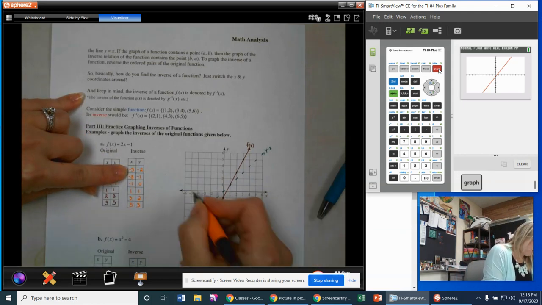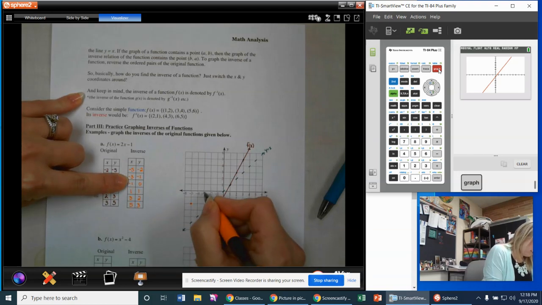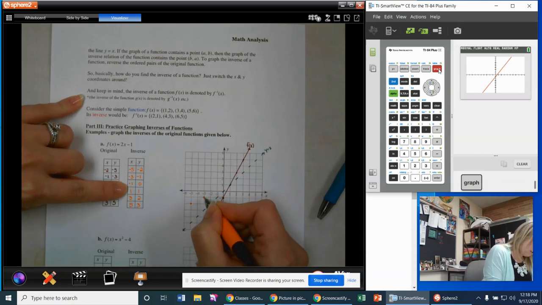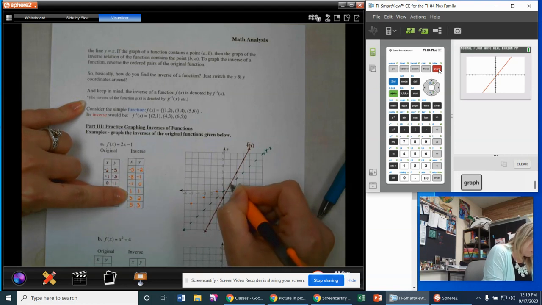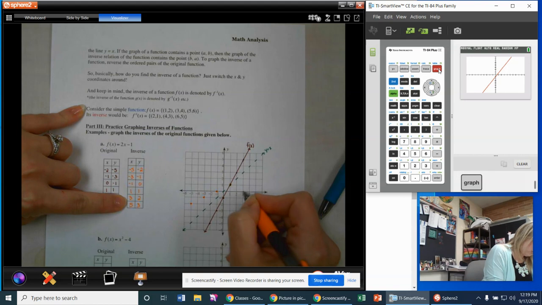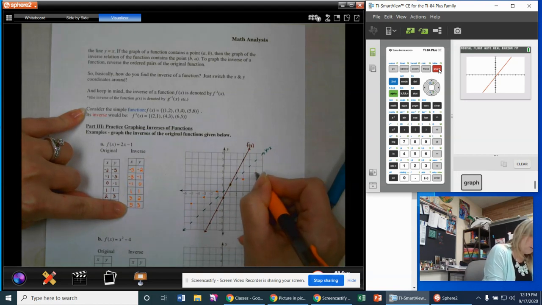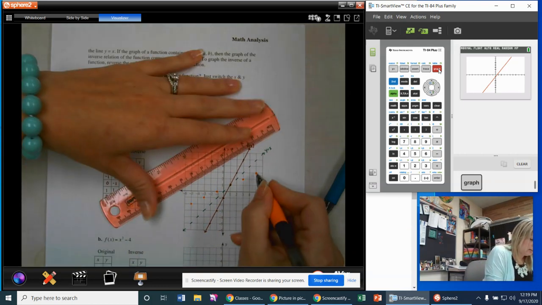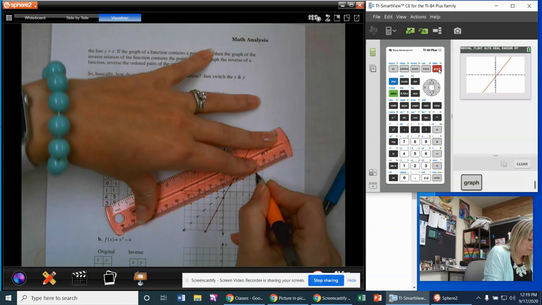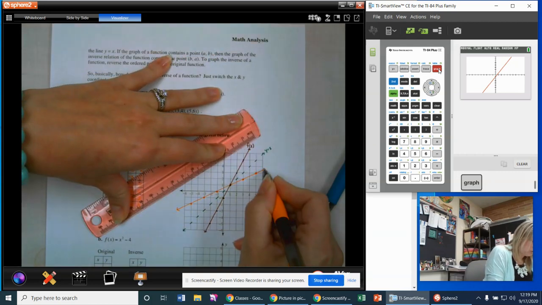And now I'm going to graph those new points that I formed. So -5, -2. -3, -1. -1, 0. 1, 1. Oh, that sounds familiar. 3, 2. 5, 3. Now, since those points have still formed a line, and it also happens to be a function, I'm going to use my straight edge to, again, connect those.